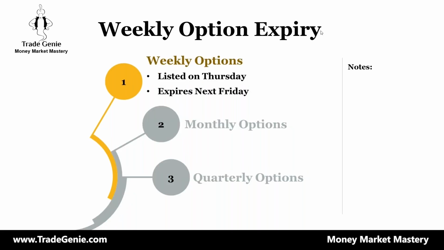So, weekly option expiry. Weekly options are listed on Thursday. Not all the stocks have weekly options. The stocks which are very active, Momo stocks, have weekly options. They are listed on Thursday, and then they expire next Friday. So it means they have 8 days, or 7 trading days. They get listed on Thursday, and then next Friday they expire.